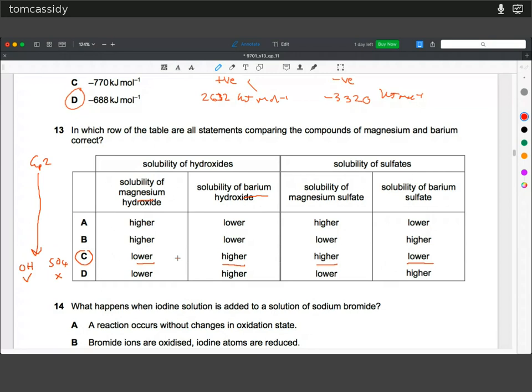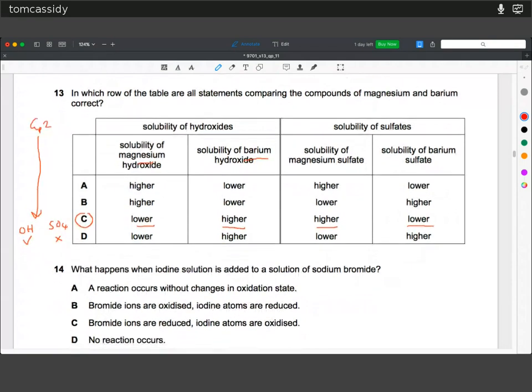And this solubility of the sulfates becoming less soluble and the hydroxides becoming more soluble as you go down the group is just a kind of fact that you need to know at AS level. And we'll get into the details of why that is in A2.